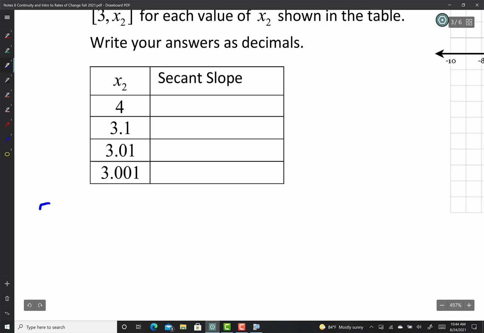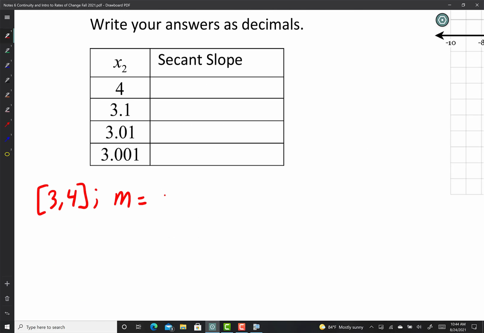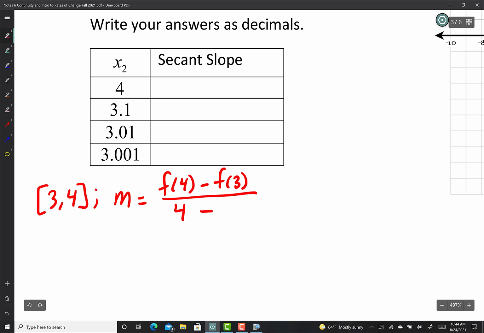So here's what it's telling me to do, guys. I'm going to find my slope. This is an interval, by the way. I'm going to find my slope between 3 and 4. Those are x values. So my slope, I'm going to put a semicolon, m equals, f of 4 minus f of 3 over 4 minus 3. Are we okay? All right.